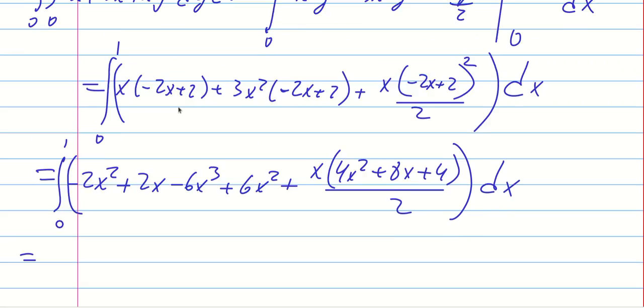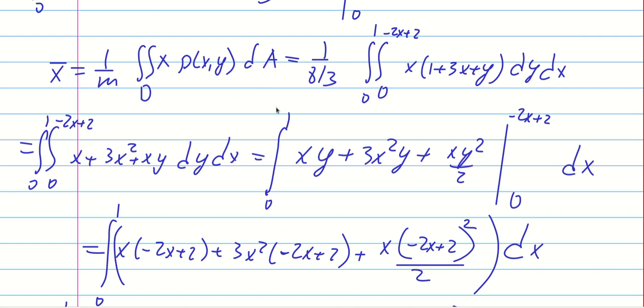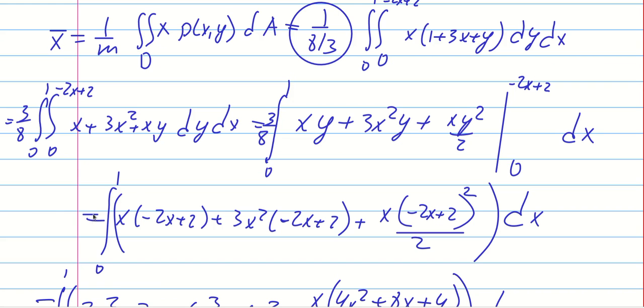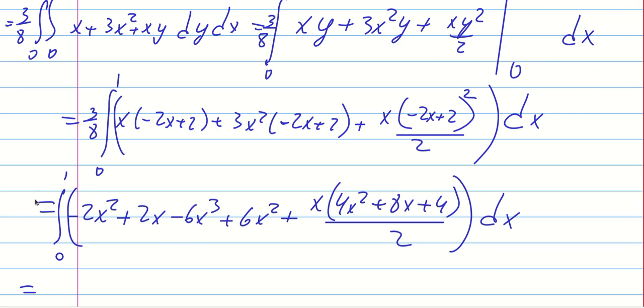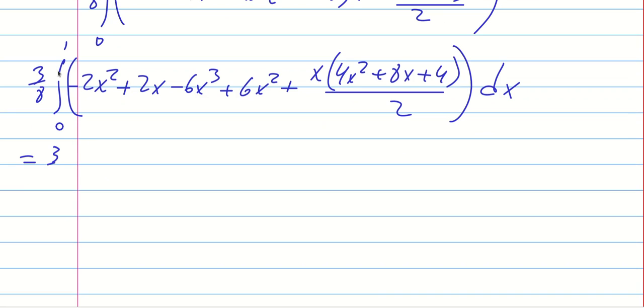Oh, I forgot. We have this term over here, which is 3 over 8, so 3 over 8 goes in front of the integral from 0 to 1. So let's try to simplify. We divide by 2.